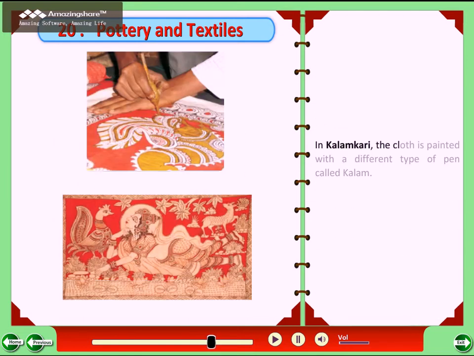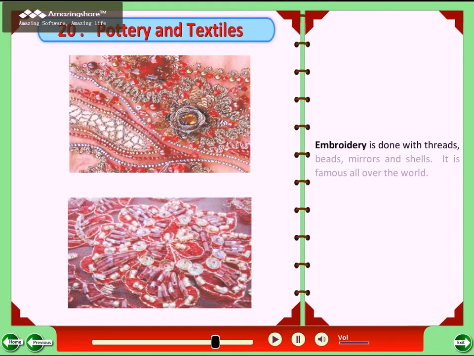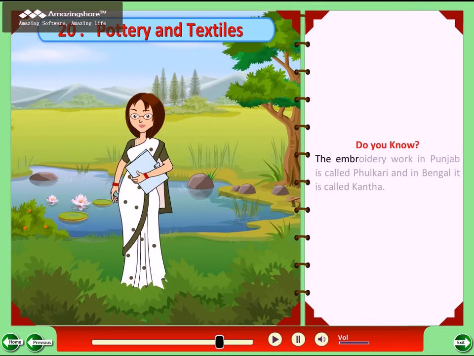In kalamkari, the cloth is painted with a different type of pen called kalam. Embroidery is done with threads, beads, mirrors and shells. It is famous all over the world. Do you know the embroidery work in Punjab is called phulkari and in Bengal is called kantha.